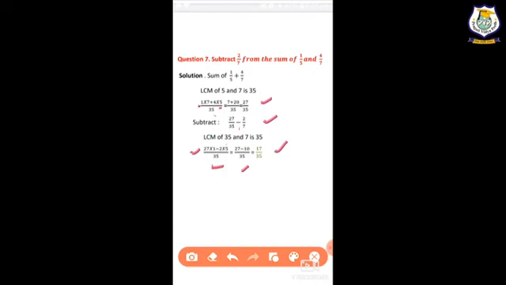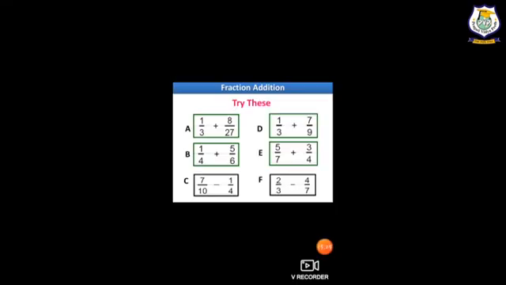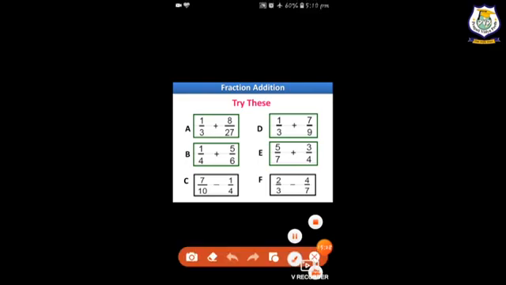Now I will give you some homework questions about fractions. I have taken here the addition of fractions. A: 1 by 3 plus 8 upon 27. B: 1 by 4 plus 5 upon 6. C: 7 upon 10 minus 1 upon 4. D: 1 upon 3 plus 7 upon 9. E: 5 upon 7 plus 3 upon 4. F: 2 upon 3 minus 4 upon 7. I have taken these fractions for your homework, so you can know for yourself how helpful the video is and how much you have understood about fractions.